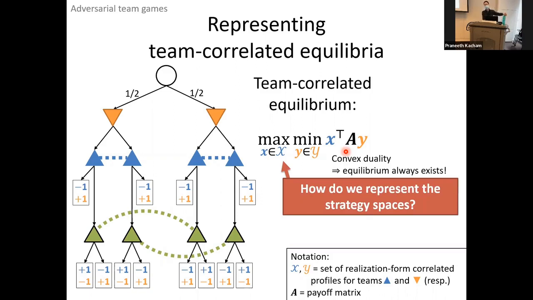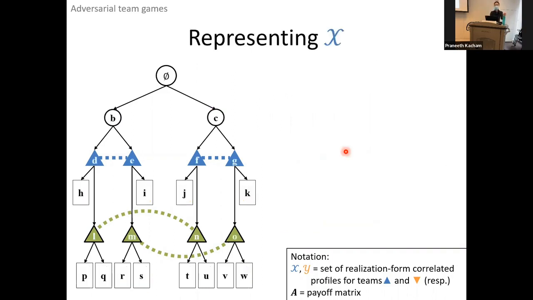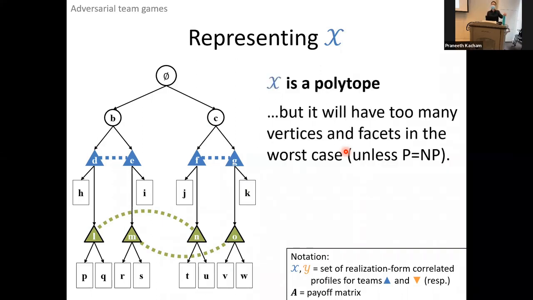Okay, so at this point, since we've separated out the two teams, it suffices to focus on one team. So let's focus on team up. Team down's strategy will follow from symmetry. Okay, so for team up, we will remove team down's nodes completely. They don't matter anymore. And we'll think about representing team up's strategy space, X. Well, X is a polytope, right? But it will have way too many vertices and facets unless P equals NP. So we can't represent it directly.